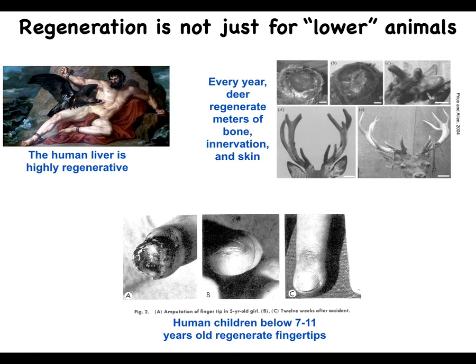By the way, this kind of regeneration is not just for so-called lower animals. The human liver is highly regenerative. Every year, this animal, a deer, a large adult mammal, will regenerate huge amounts of bone, vasculature, and innervation as it regrows the antlers, up to 1.5 centimeters of new bone per day. It's an amazing regenerative rate. And actually, even human children can regenerate their fingertips. Up until a certain age, they will regenerate them. So we have this problem of regenerating, which shows us that creatures can restore missing parts, but it's actually even much more impressive than that.